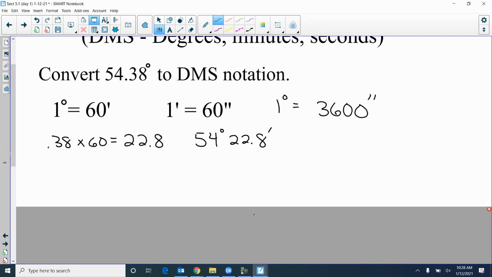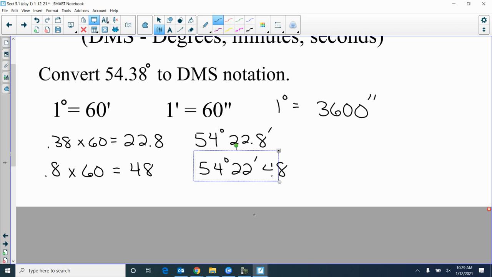To figure out how many seconds there are, you take 0.8 times 60. So I take 0.8 times 60, which is 48. So which means I got 54 degrees, 22 minutes, and 48 seconds.